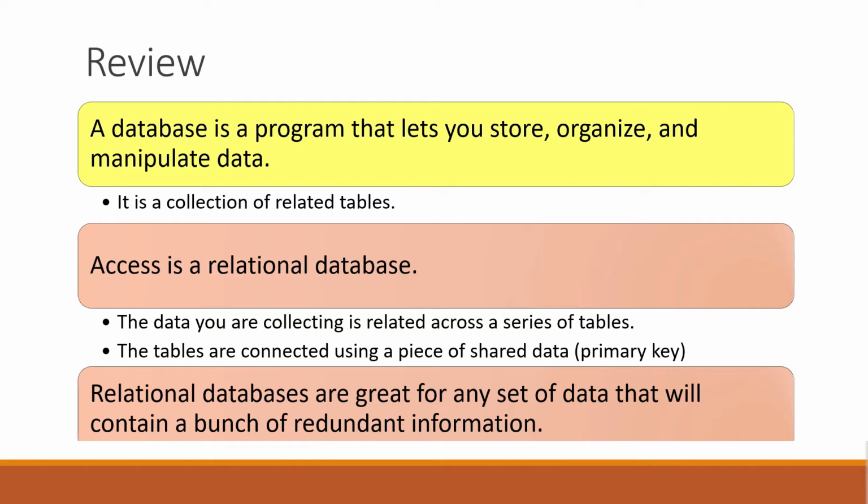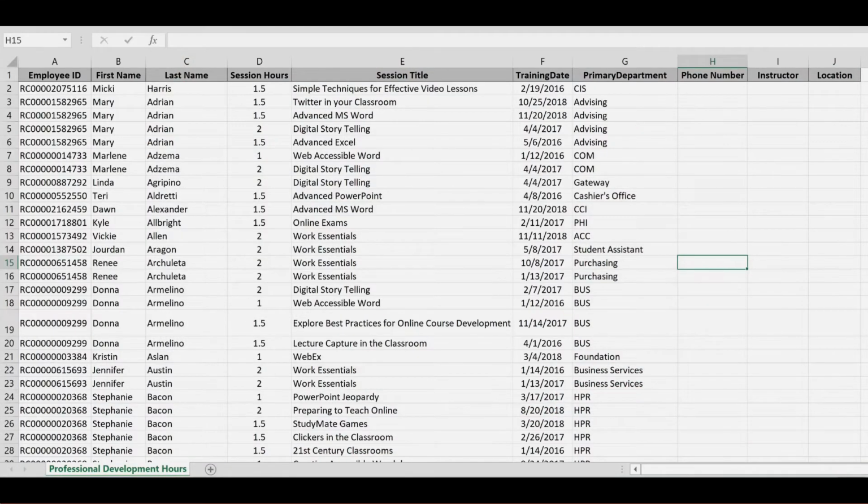Relational databases are great for any set of data that will contain a bunch of redundant information. What? Okay, you're just going to use Excel. I can hear you saying that already. But let's take a look at some data that is stored in Excel. Here is a list of information that is in an Excel spreadsheet. So we're tracking continuing education for employees at an organization.